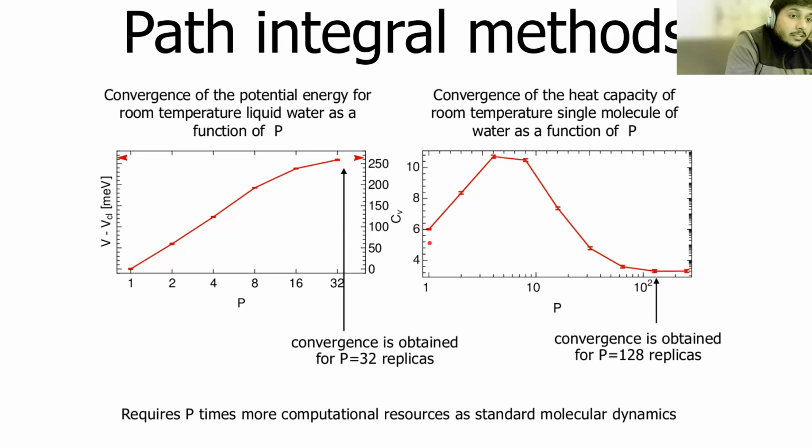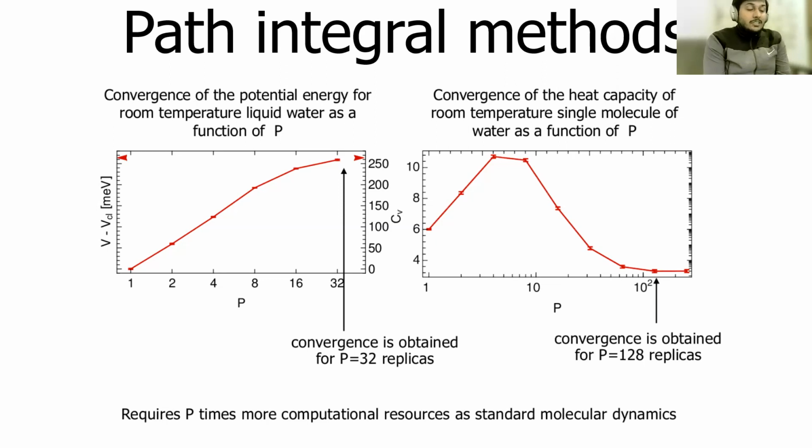Now, if you compute something different, like the heat capacity instead of the potential energy, you see that convergence is actually obtained at 128 replicas. So if you want to compute the heat capacity, your simulation will have to be 128 times more expensive, all right? What that really means is that historically, path integral methods have been considered computationally expensive, much more than ab initio MD. They are extremely useful but costly, and a lot of work has gone into reducing the computational cost. My entire PhD was on that, and one of the things which is very good at reducing the cost is using a much lower cost potential energy surface.